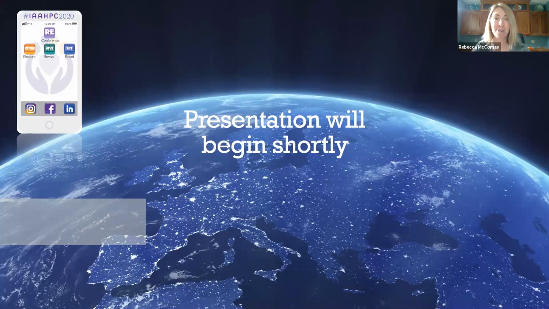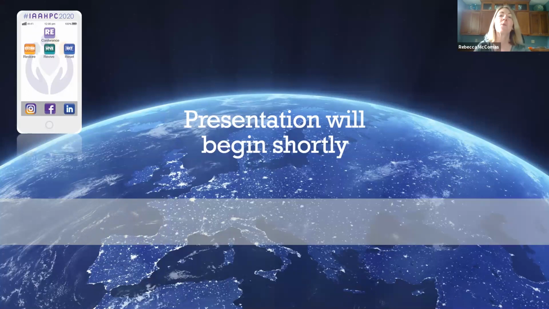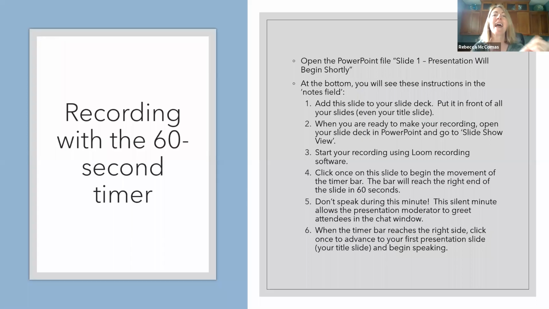I don't have the patience to wait 60 seconds right now. So I'm going to click a second time, which advanced it all the way. For you, you're going to wait. And you're going to wait silently. Don't say anything during that time. Don't introduce yourself or anything at all. When that timer moves all the way over to the right, click one time and your next slide will show. And for you, that's going to be your title slide.